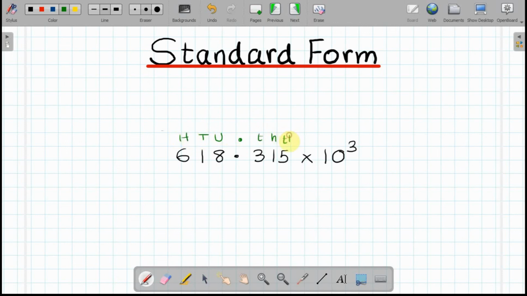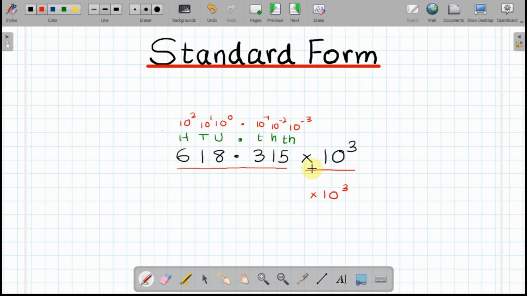hundredths, thousandths. Okay, so what we can do is write down the powers again: 10 to the power 0, 10 to the power 1, 10 to the power 2, that's 10 to the power minus 1, 10 to the power minus 2, 10 to the power minus 3. So what I'm going to do is leave this part the same, multiplied by 10 to the power 3. Leave it as it is. And then I'm going to write this number in standard form.